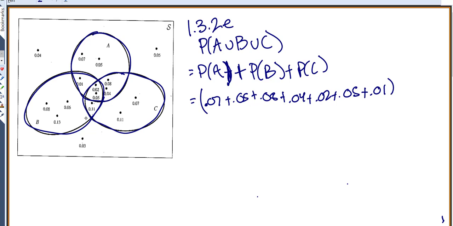Then I do probability B. So add everything in here. And then probability C is add everything in here. So I'm not going to take the time to write it all out for this video. Okay, but you get that idea. That's what you have to do.